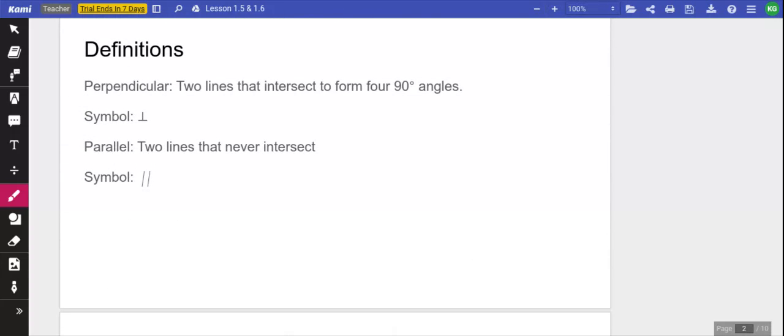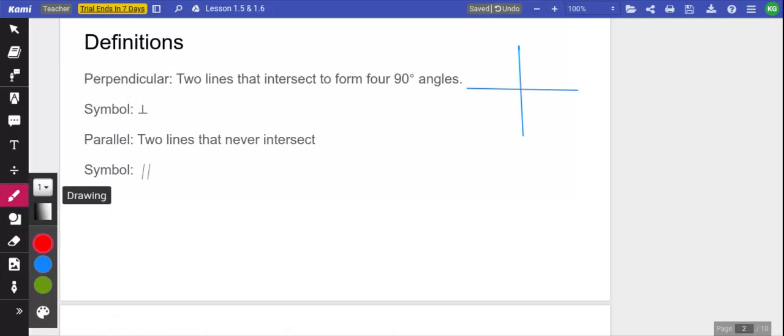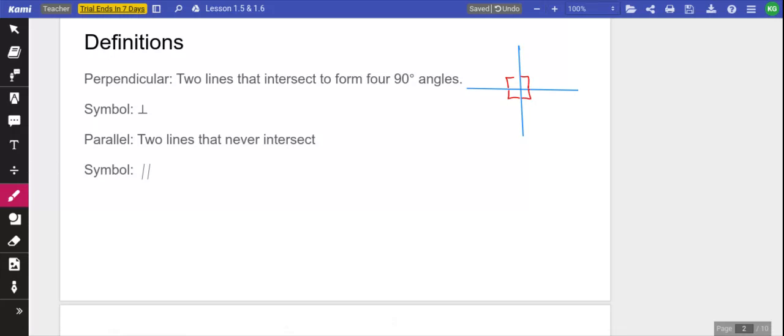So a definition of perpendicular lines: there are two lines that intersect and they form 90-degree angles. When you have two straight lines and they intersect at a 90-degree angle, it creates four right angles. So 1, 2, 3, 4. And the symbol for saying that two lines are perpendicular, like if this is line AB and this is line CD, we would say line AB is perpendicular to line CD.